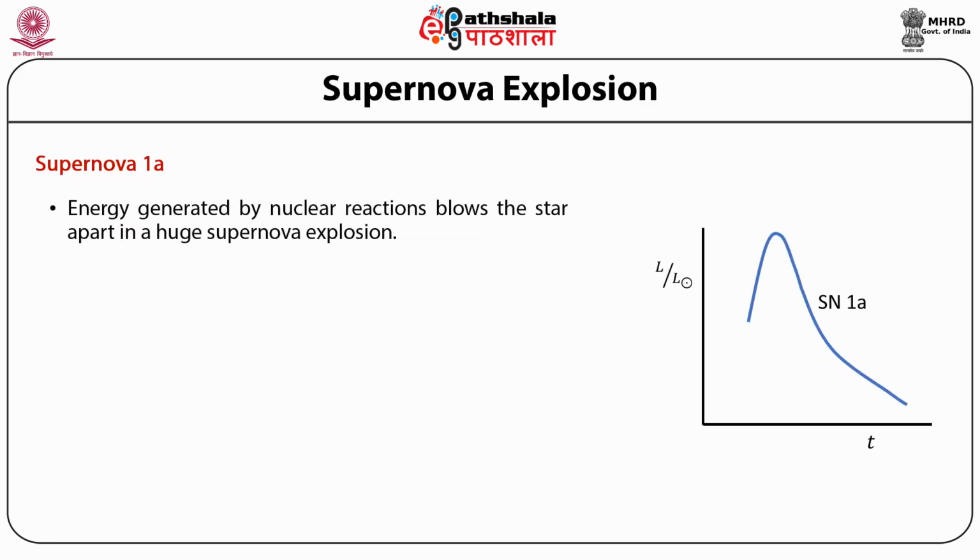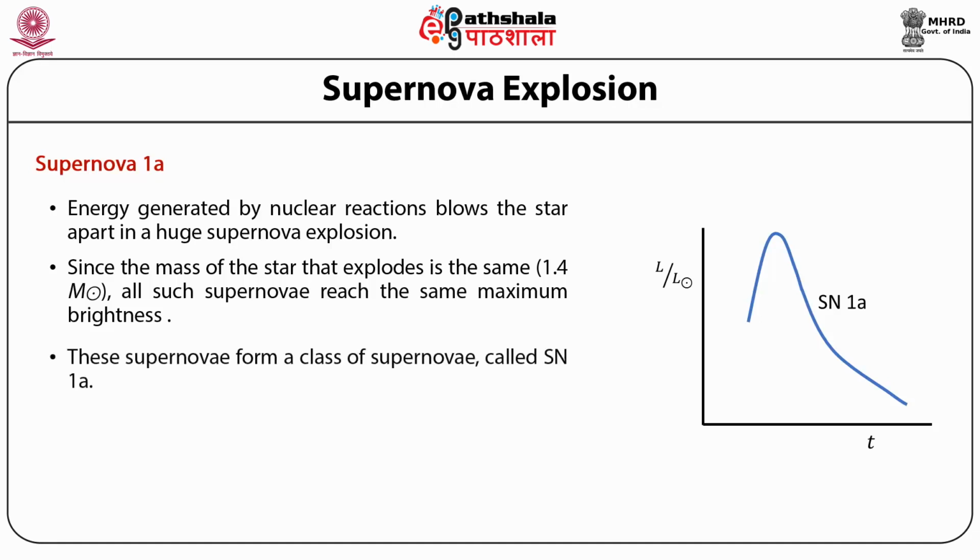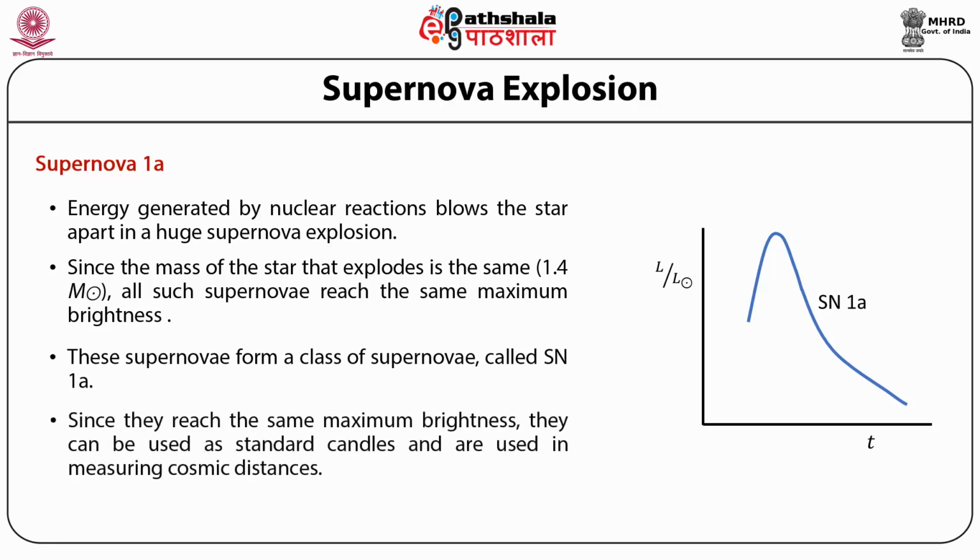Energy generated by nuclear reactions blows the star apart in a huge supernova explosion. Since the mass of the star that explodes is the same, that is 1.4 solar mass, all such supernovae reach the same maximum brightness. These supernovae form a class called SN1A. Since they reach the same maximum brightness, they can be used as standard candles and are used in measuring cosmic distances.